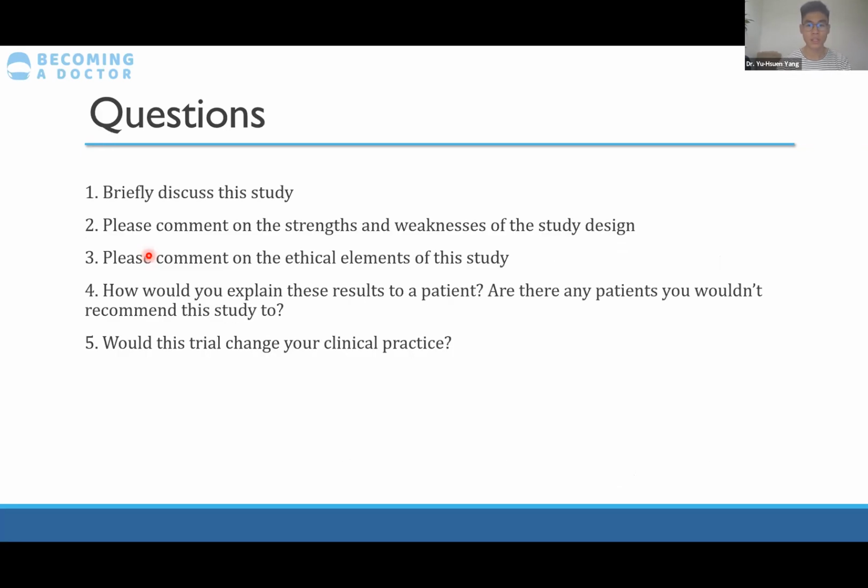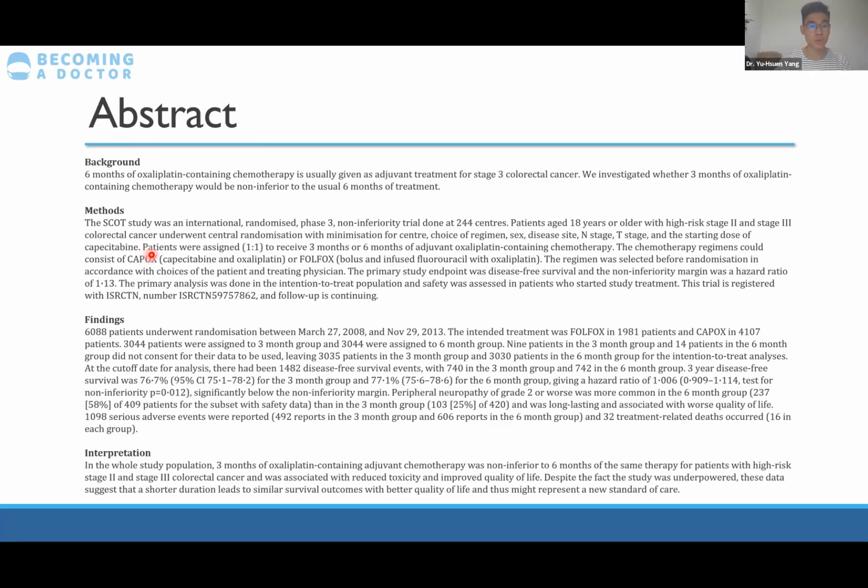All right. Are there any patients you wouldn't recommend the study to? Well, I think individuals who have, for instance, stage 4 colorectal cancer, so larger tumors, maybe you would want to have a longer treatment time, so 6 months, which is the standard of care, as opposed to 3 months because there's a high risk of recurrence. Or if you had stage 1 colorectal cancer, because you may require a shorter amount of time for chemotherapy as well.